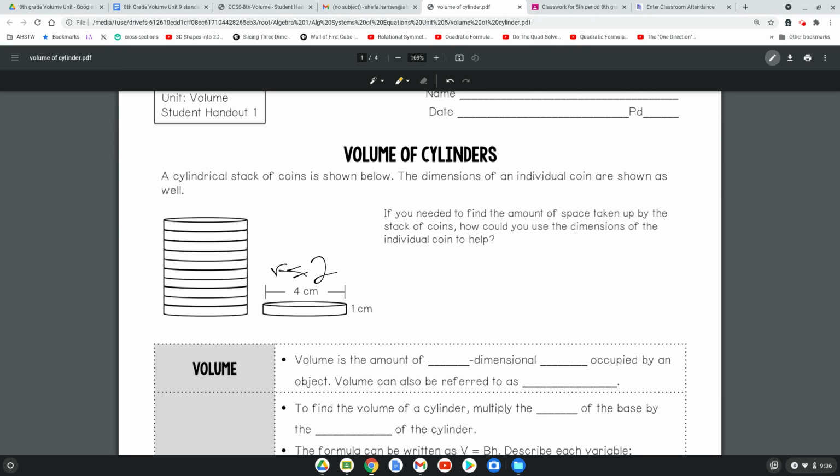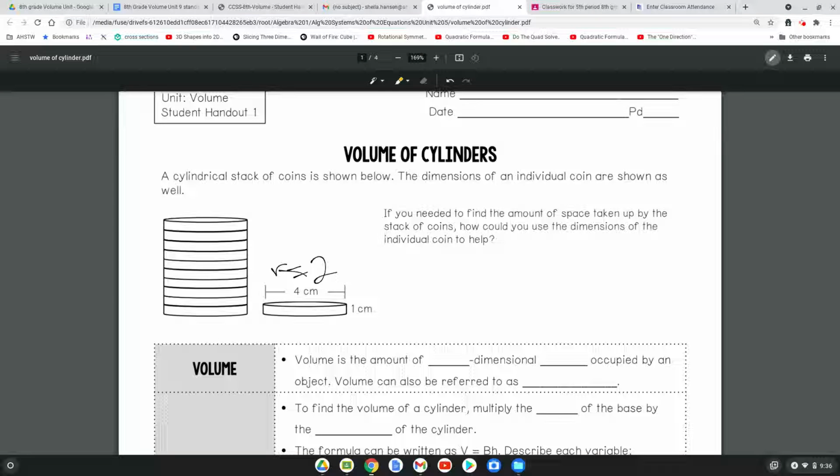So if you needed to find the amount of space taken up by the stack of coins, which is volume, the amount of space taken up, how could you use the dimensions of the individual coin to help? So if you want to pause it for a little bit and think about that. So basically, you could find the area of one coin, and then you could multiply it by the total height of the stack of the coins.